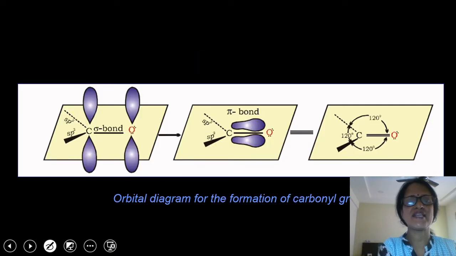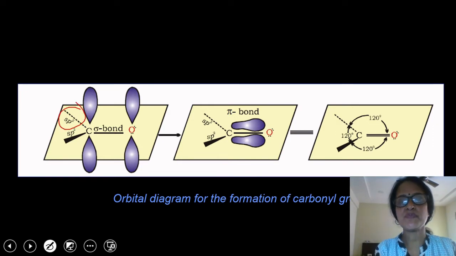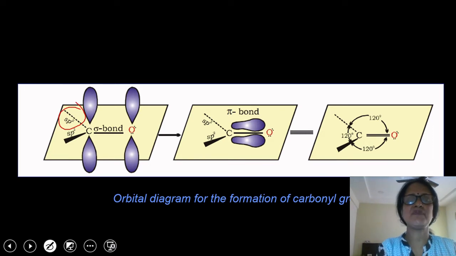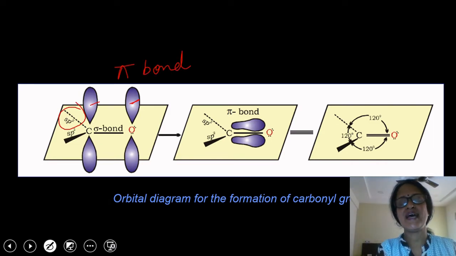Friends, carbonyl carbon is sp2 hybridized. You must be knowing that there are 3 sp2 hybrid orbitals which lie at an angle of 120 degrees and the arrangement is trigonal planar. Each sp2 hybrid orbital contains 1 electron. The fourth electron is present in an unhybridized p orbital. This unhybridized p orbital of carbon atom overlaps with p orbital of oxygen and forms a pi bond. And the 3 sp2 hybridized orbitals of carbon atom form 3 sigma bonds.